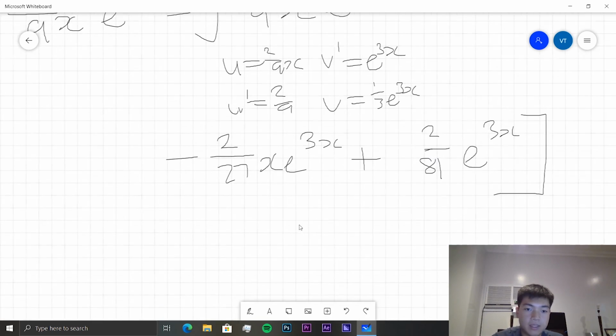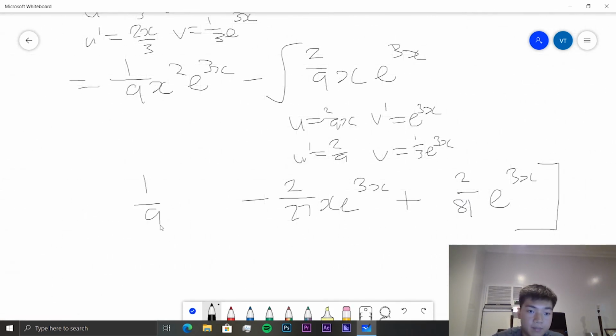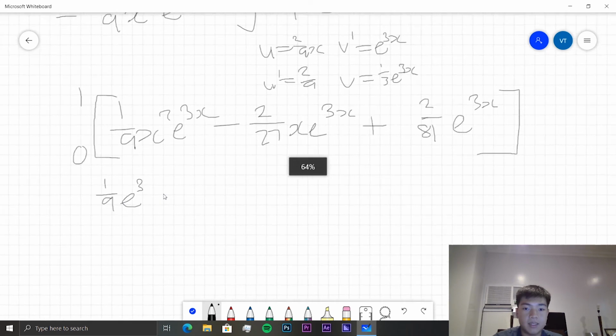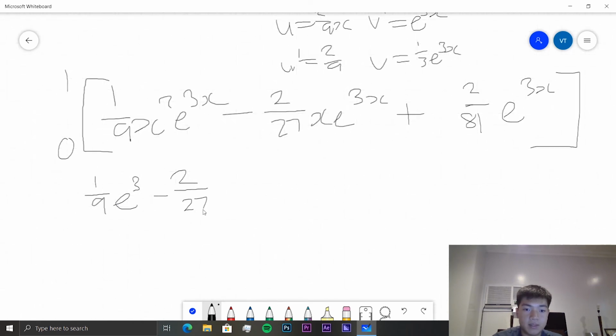So now we can evaluate this. So we have 1/9 x squared e to the 3x, and the limits are again 0 and 1. So let's do this. 1/9 x squared e to the 3x would be 1/9 e to the 3 minus 2 over 27 e to the 3 plus 2 over 81 e to the 3, minus 0, 0, so this would just be minus 2 over 81 e to the 0, which is 1.